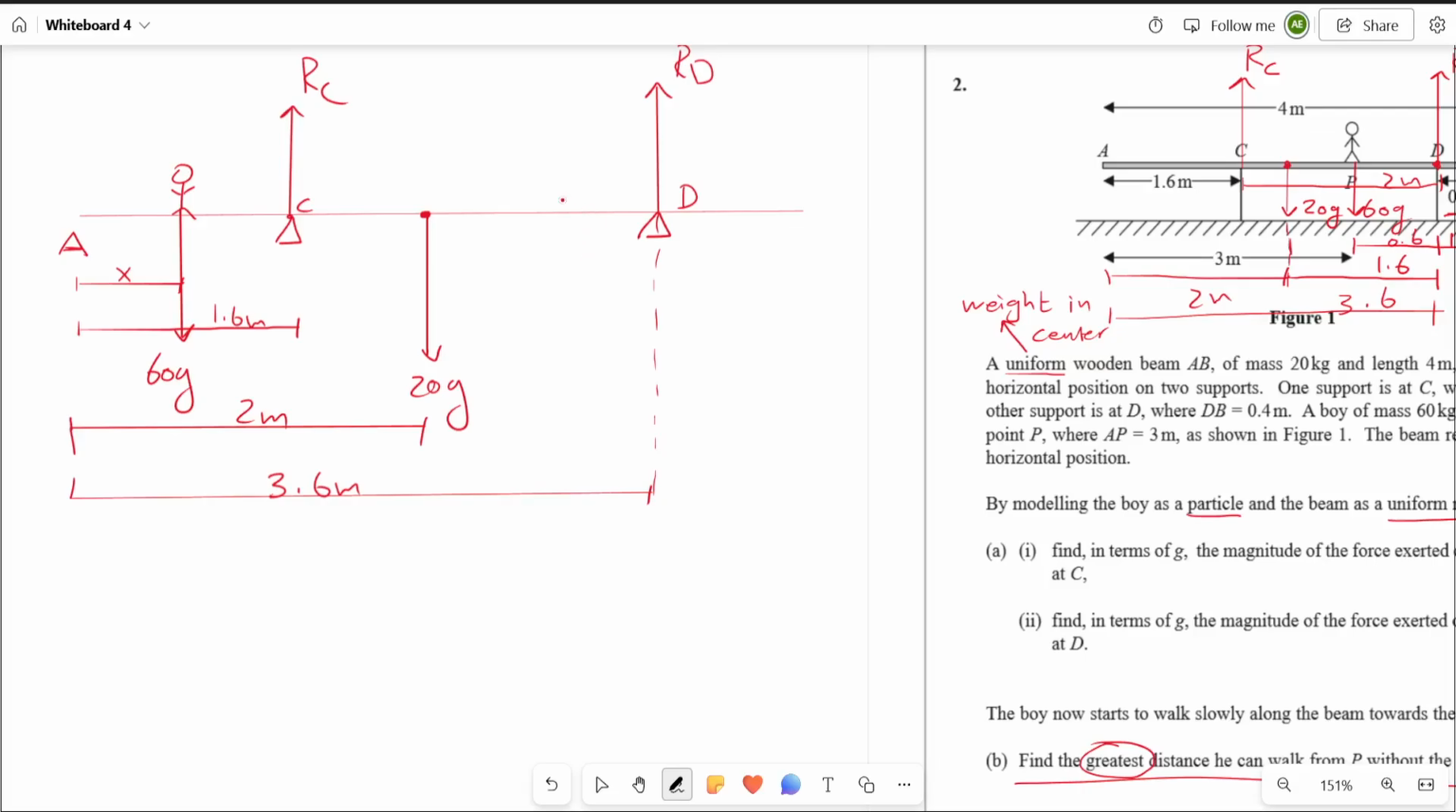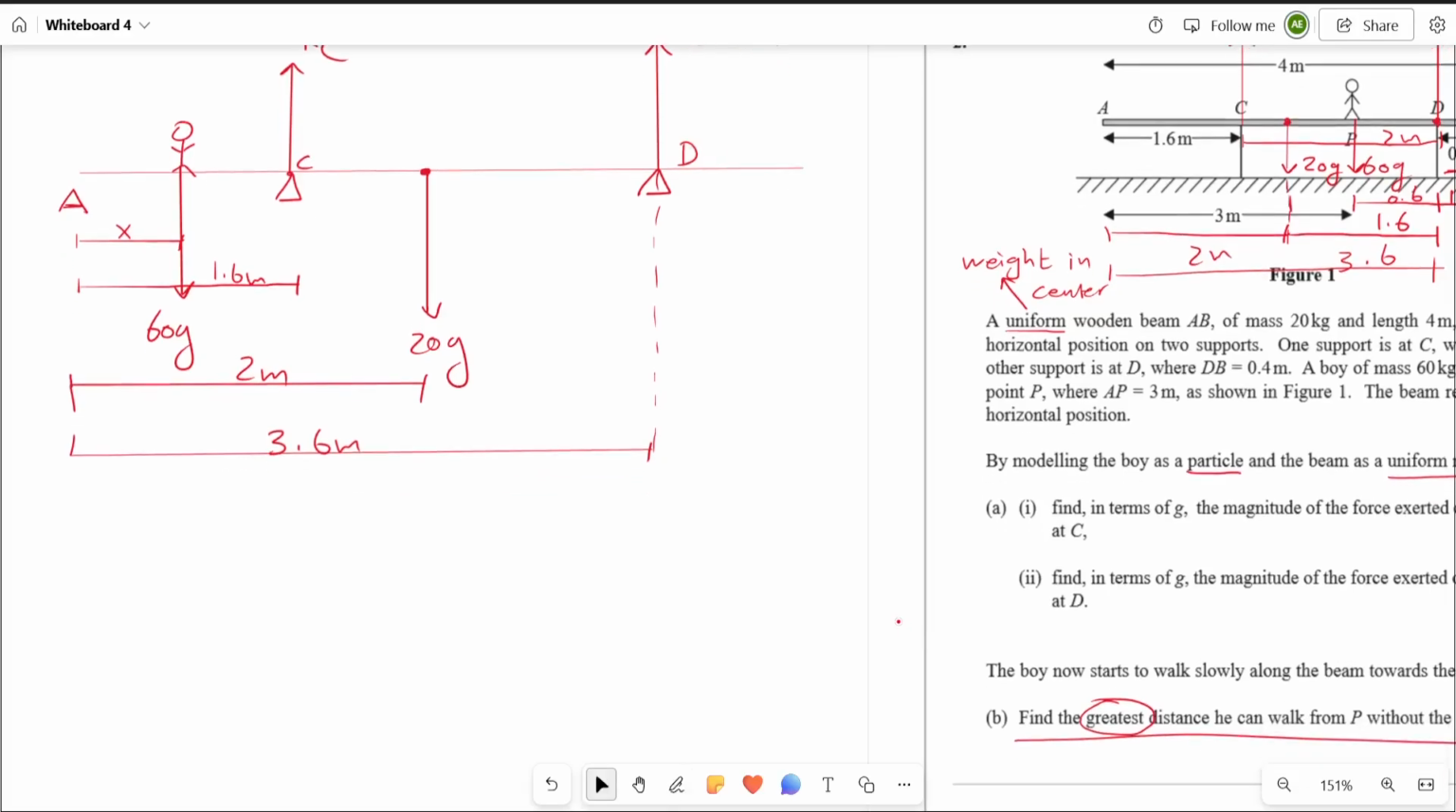Same exact scenario here. The beam is about to lift off D. So think about it: is the beam exerting any force downward on D? No, it's literally about to lift. So when it's about to lift off D, RD becomes 0. Nothing's pressing down on D, so D is not going to have any reaction force up. So this is the greatest trick in this question, to know this. Okay, so now RD equals 0.